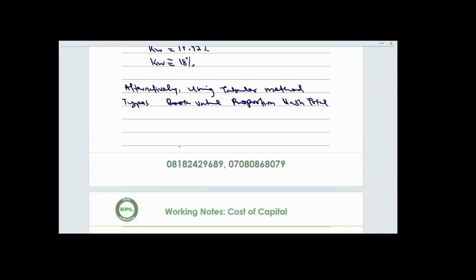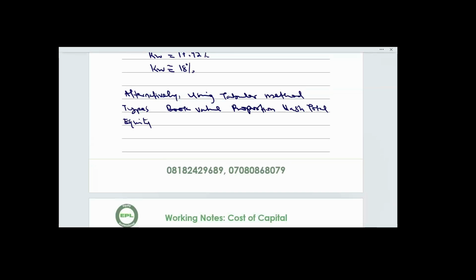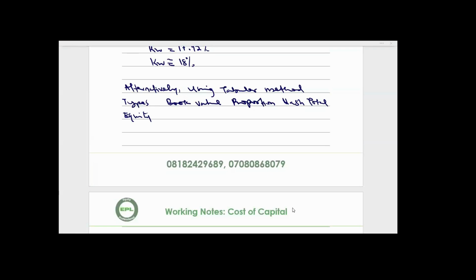Okay, we have equity. Then we have, what's the percentage of the debenture? The percentage of debenture is 10%. That's the interest rate. So 10% debenture, then we are going to have total.